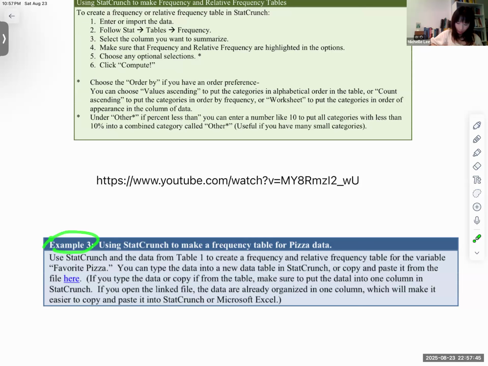All right, so let's do example 3. So this is what we just did about the favorite pizza, right? So there is a data set. I'm going to click that and copy and paste into StatCrunch. Okay, all right, so let me show you. I'm going to share my screen.